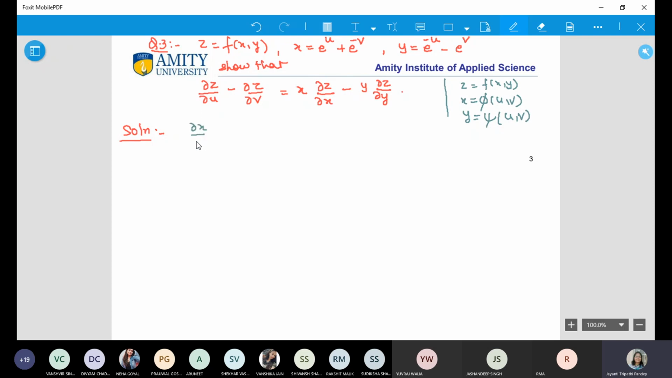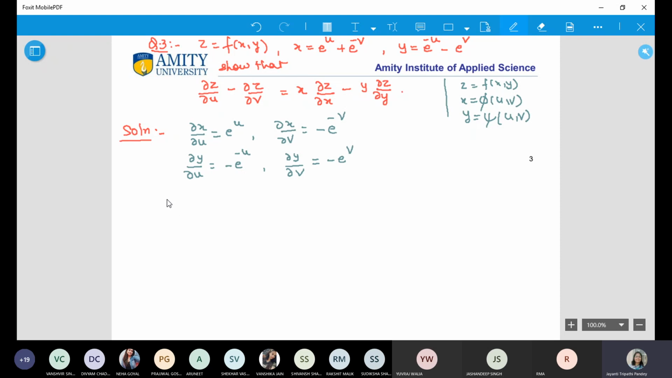What will be del x by del u? You differentiate this. This is e to the power u. Del x upon del v is minus e to the power minus v. Del y by del u is minus e to the power minus u. Del y by del v is minus e to the power v.